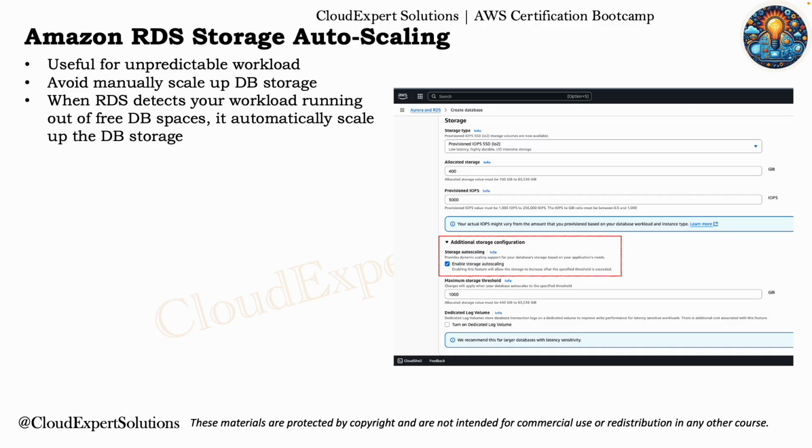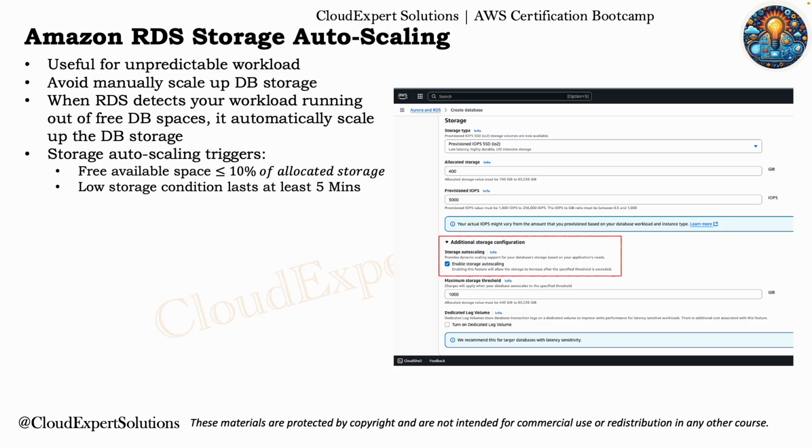Amazon RDS starts a storage modification when free available space is less than or equal to 10% of the allocated storage, and the low storage condition lasts for at least 5 minutes, and at least 6 hours have passed since the last storage modification or storage optimization has completed on that instance.